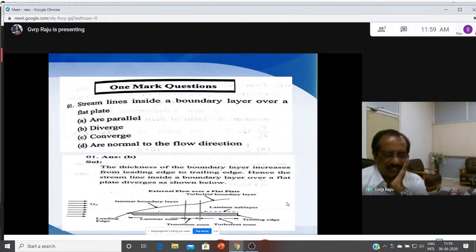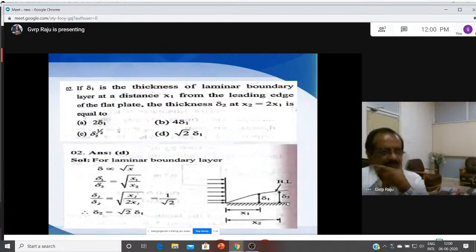So this is the growth of the boundary layer as we have discussed here. This is a laminar boundary layer and turbulent boundary layer. It is a transition, laminar sublayer here. It is a laminar zone, transition zone and turbulent zone, etc. So here obviously the streamlines, because this is diverging, you can also say that it is diverging. So the answer is B. This is a simple problem he has given for one mark.